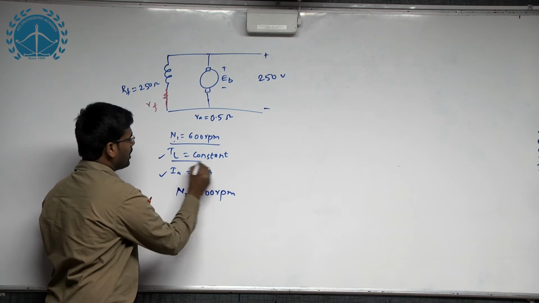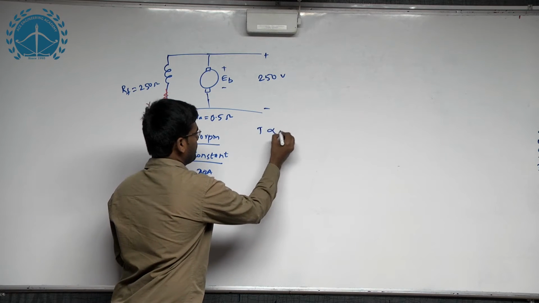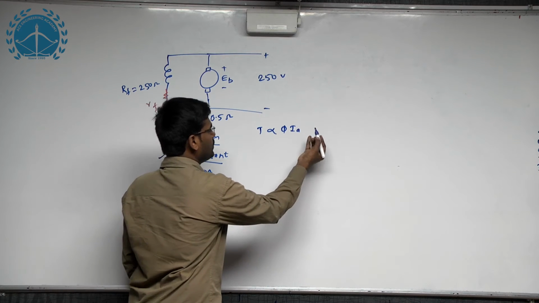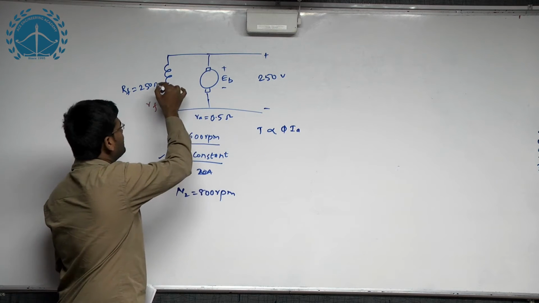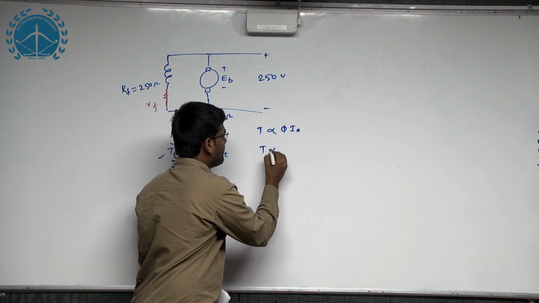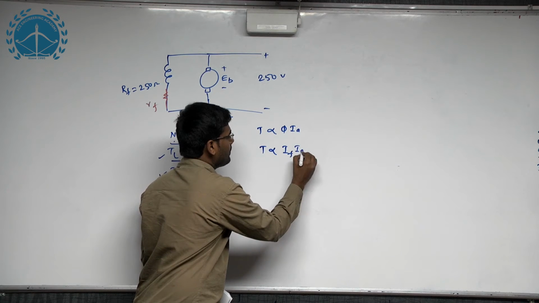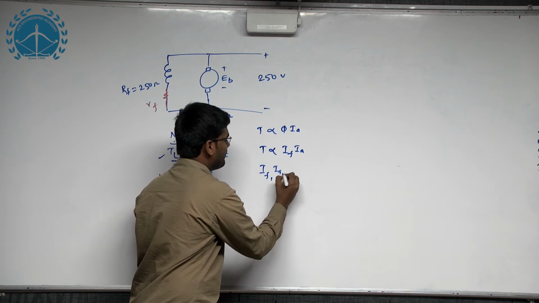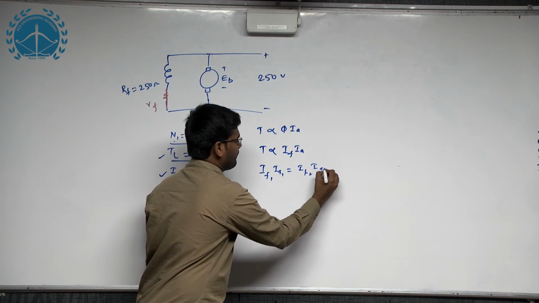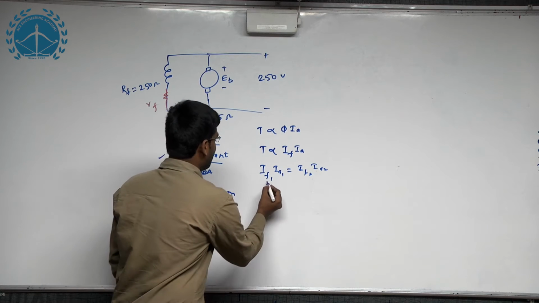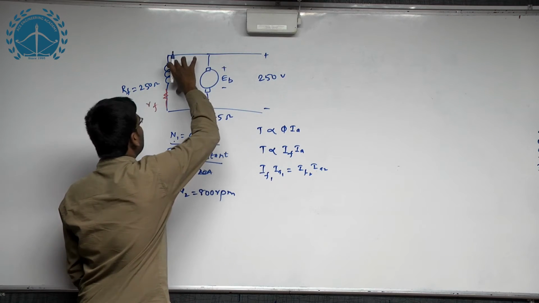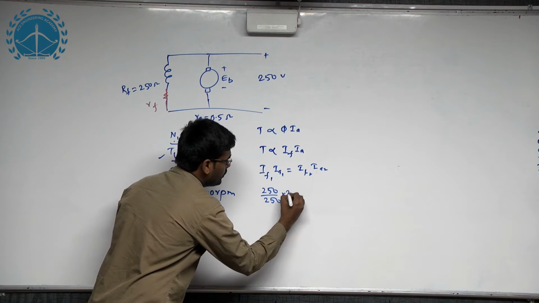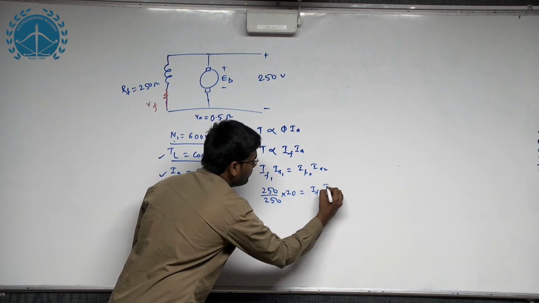It is given that torque is constant. Torque in a shunt motor is proportional to flux into current. Assuming that the flux is not going into saturation, torque will be proportional to field current into armature current. Since torque is constant, If1 into Ia1 will be equal to If2 into Ia2. What is If1? If is nothing but voltage across the winding, that is 250 by 250 ohms, into 20, is equal to If2 into Ia2.